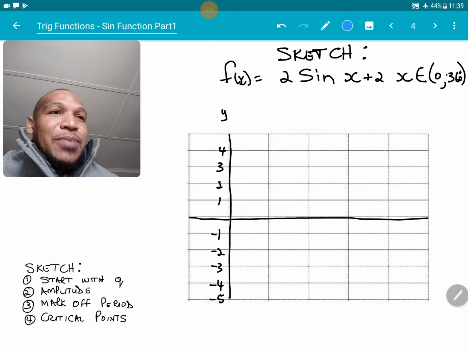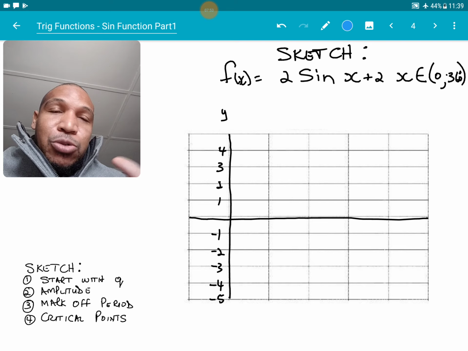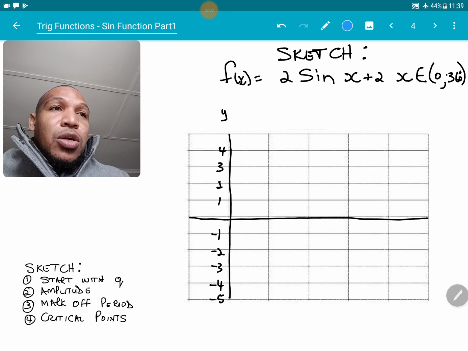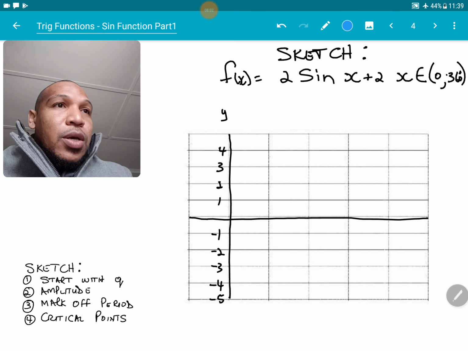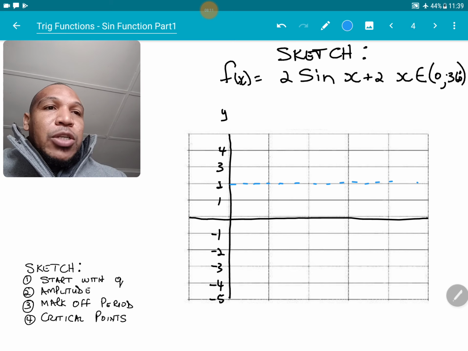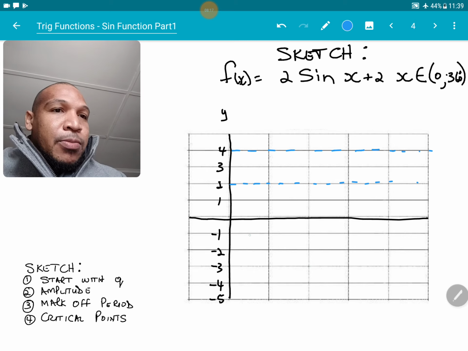Let's have a look at another one. So I'm going to go quicker because I'm sure that you understand now. So here we have 2 sine of x plus 2. Where do we start? We start with q, which is 2. And our graph is going to start there. So we fill in our dotted line. Next step, amplitude. So we go 2 up, 2 down. So we go 2 up for maximum and 2 down for minimum.